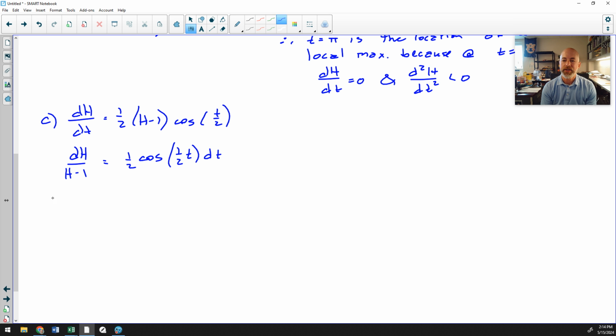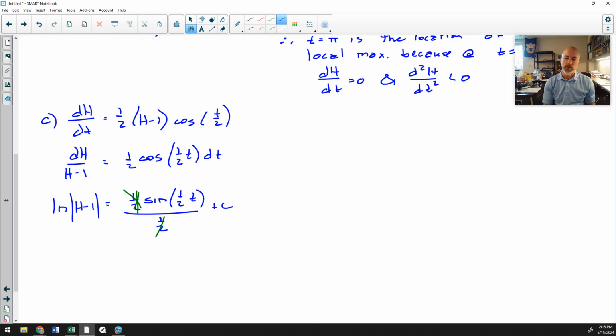We'll find the antiderivatives of both sides. That's the natural log of h minus 1 equals the antiderivative of cosine. First, I'm going to ignore the 1/2. That 1/2 stays. The antiderivative of cosine is sine. And this would be a u sub situation. However, it will end up being sine of 1/2 t divided by 1/2 plus c. When you do that, it's a u sub if you let u equal 1/2 t. These will cancel, which usually I don't simplify my stuff, but I am this time because that's so convenient.